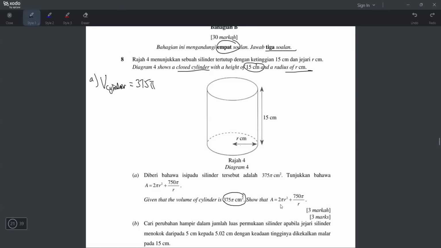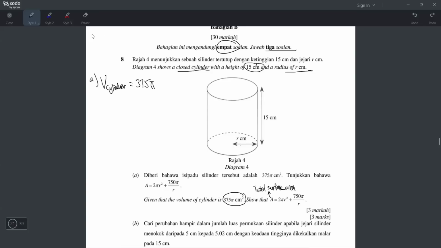Okay, what is A? I think this A dia tak tulis, but I think it represents total surface area. Yeah, dia tak tulis, sebenarnya dia kena tulis lah, but they never write it. But actually, I will tell you now, the A is actually the total surface area. Dalam bahasa Melayu, jumlah luas permukaan. It means this one is the luas permukaan.